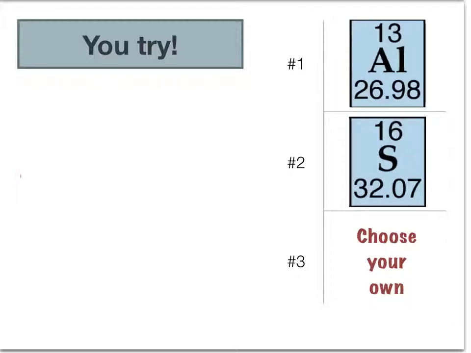Here are some examples for you to try on your own. For each of these two given elements, aluminum and sulfur, try to figure out the number of protons, neutrons, and electrons in an atom. Once you're done with those two, try to choose your own atom from the periodic table, any one you like, and find the number of protons, neutrons, and electrons. Pause the video at this point, try these practice problems, and then play the video to reveal the answers.